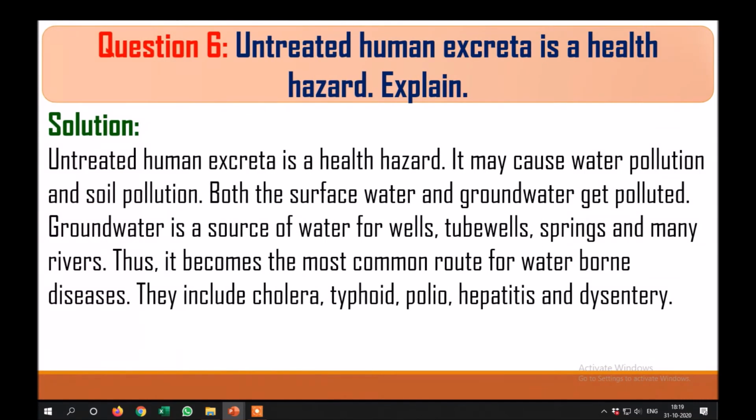The next question is, untreated human excreta is a health hazard. Explain. Untreated human excreta is a health hazard. It may cause water pollution and soil pollution. Both the surface water and underground groundwater get polluted. Groundwater is a source of water for wells, tube wells, springs, and many rivers. Thus, it becomes the most common route for waterborne diseases. They include cholera, typhoid, polio, hepatitis, and dysentery.